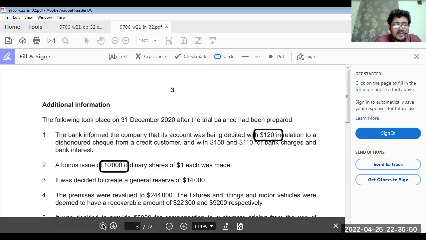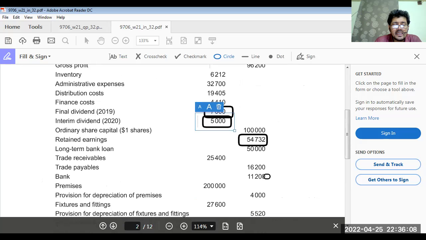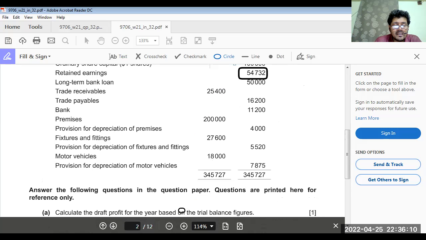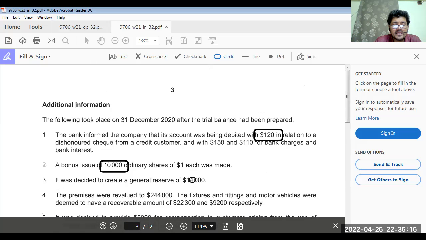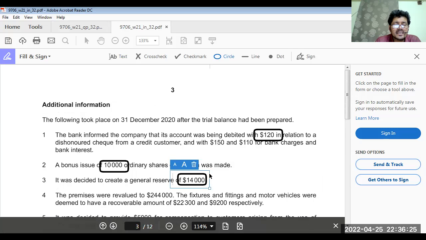Now, oh, we have to go back. Now, these two dividends, 7,000 and 5,000, minus 7,000 and 5,000, two dividends. Okay. 14,000 general reserve, minus 14,000 general reserve. Okay. Anything else?